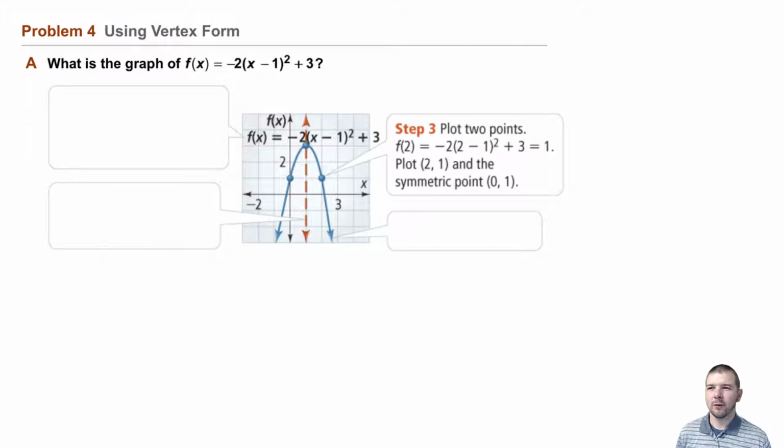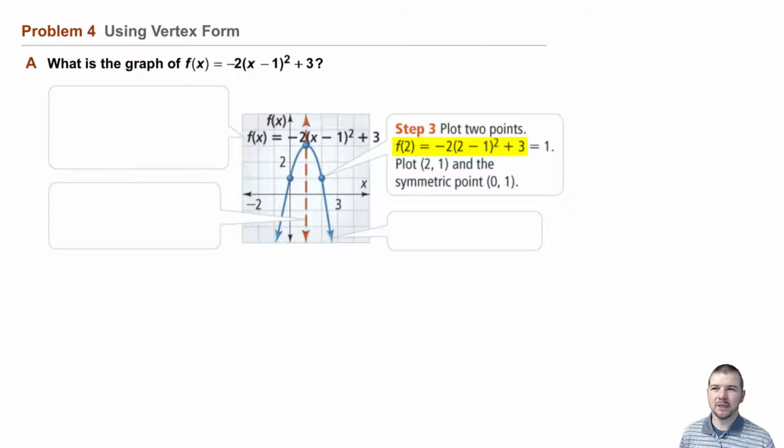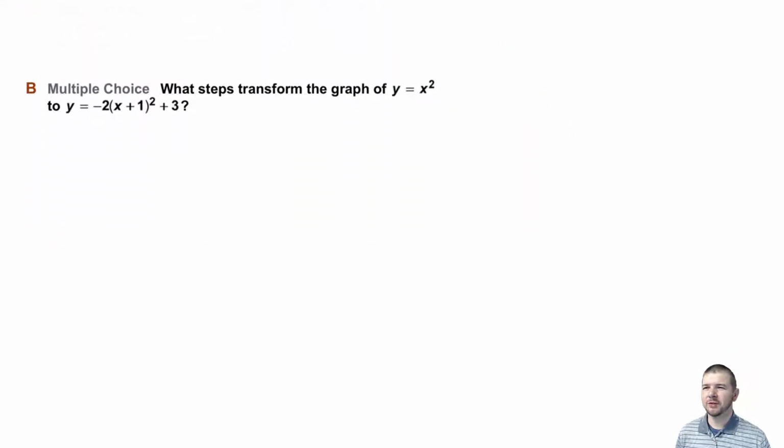Step 3, we'll plot 2 points. We can choose an input value of x. In this case, 2 is chosen, and we evaluate f of 2. That equals negative 2 times the quantity 2 minus 1 squared plus 3, and that's 1. So we can plot the ordered pair 2 comma 1 and its symmetric point. Remember, symmetric about the axis of symmetry. That point is the ordered pair 0 comma 1. And finally, in step 4, sketch the curve. And part B is multiple choice.